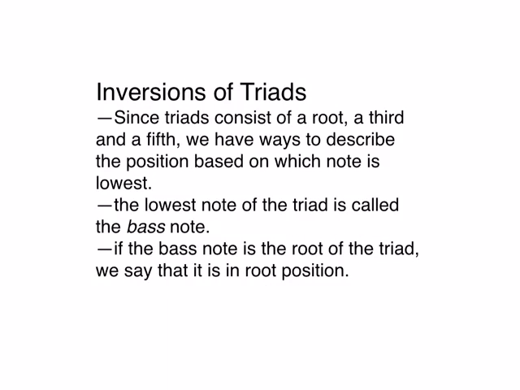When we talk about what note is actually the bottom note that we're hearing, we can talk about what we call inversions of triads. Since triads consist of a root, a third, and a fifth, we have ways to describe the position based on which note is the lowest. And the lowest note of a triad we call the bass note.